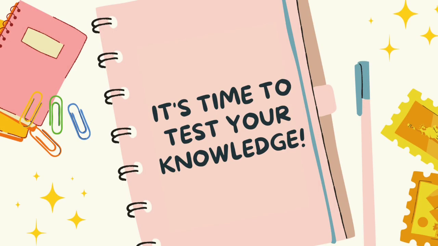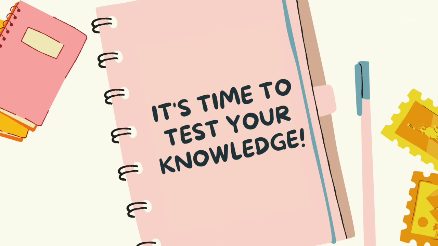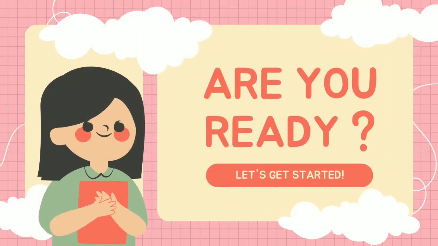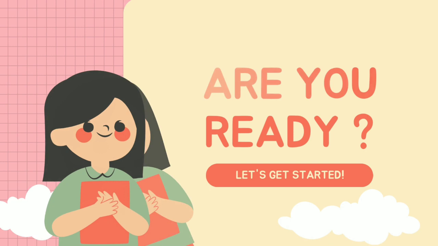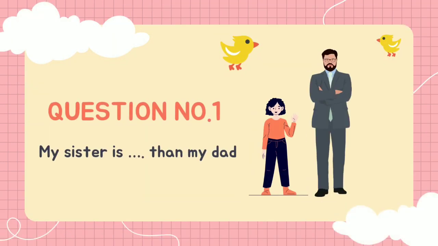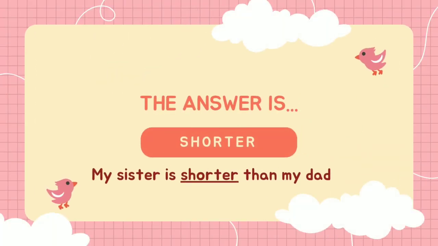It's time to test your knowledge to find out how far your understanding is. I will give you 3 questions and 5 seconds to answer each question. Are you ready? Let's get started. Question number 1. My sister is blank than my dad. The answer is shorter. My sister is shorter than my dad.